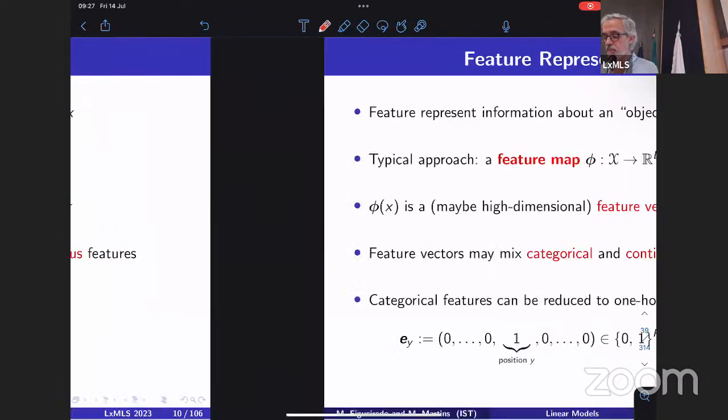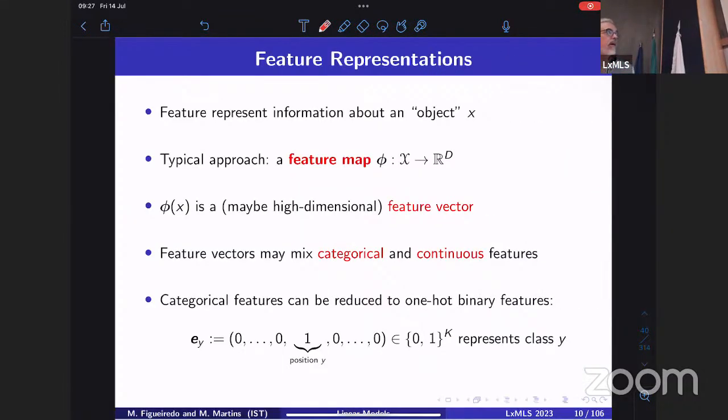But categorical variables can be written as a binary vector. So a categorical variable that has K different possible categories can be written as a vector with K dimensions, such that it's zeros everywhere except one in position, whatever the position is. So if the category is y, in position y. This is called the one-hot encoding. So we can put these ones and zeros, which are real numbers, inside the vector, so we can mix everything, and we have numerical and categorical features all together in the same vector if you want.